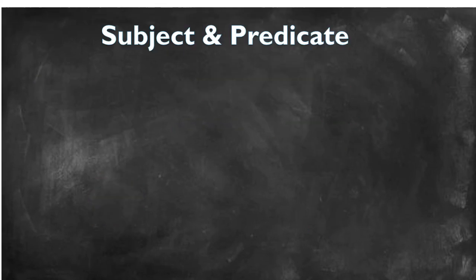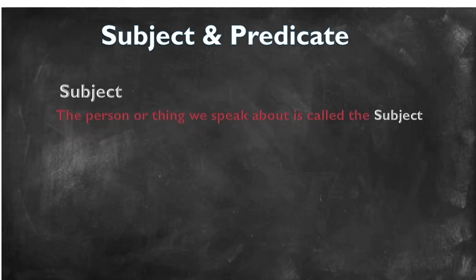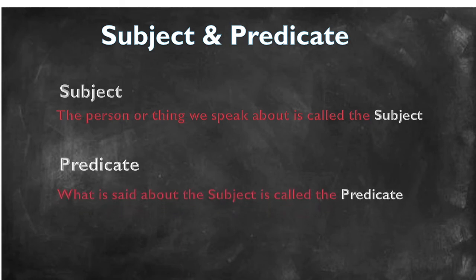Children, definitions of subject and predicate. Subject: the person or thing we speak about is called the subject. Predicate: what is said about the subject is called the predicate.